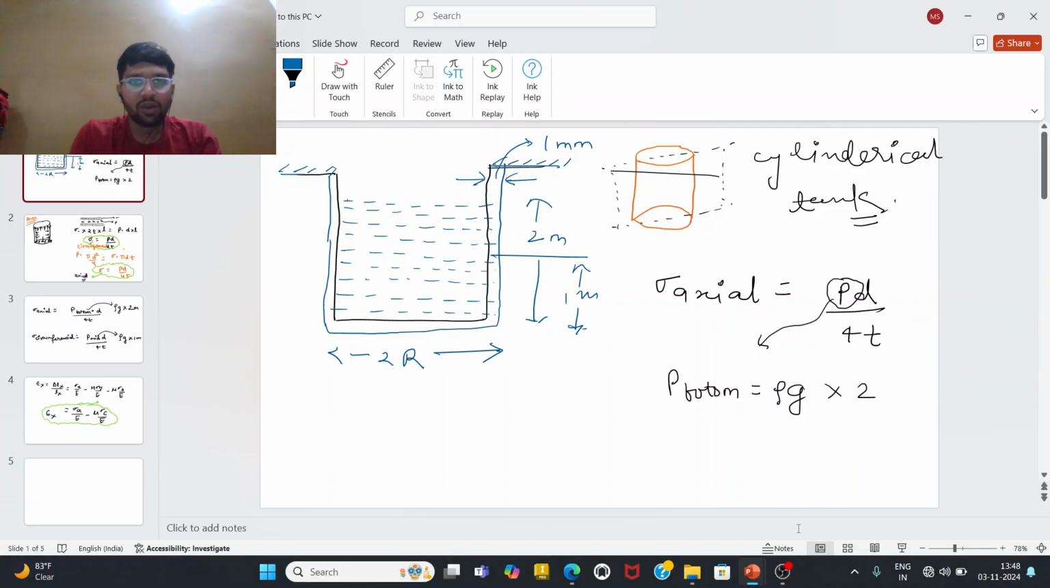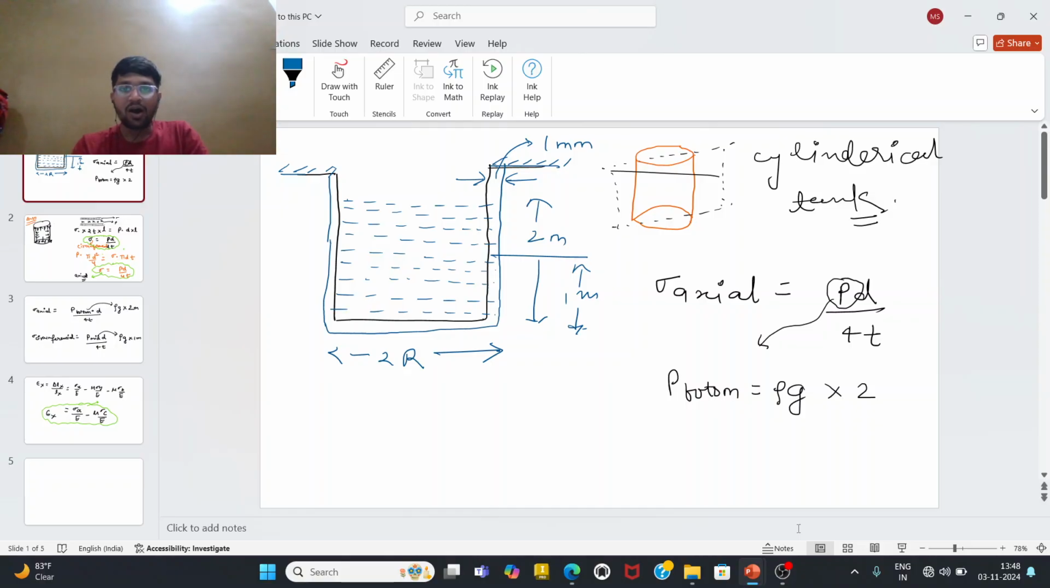In today's session, we are going to find the stress in a pressure cylinder. Basically, it is a GATE PYQ problem. In this session, we will find the stress at a point which is at a distance of 1 meter from the bottom. At this point, we will find the axial and circumferential stress.